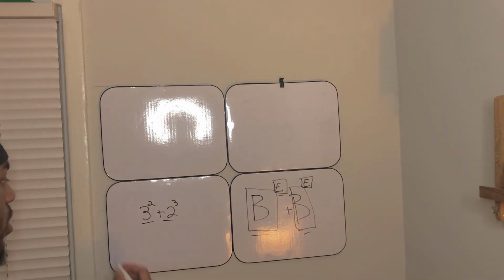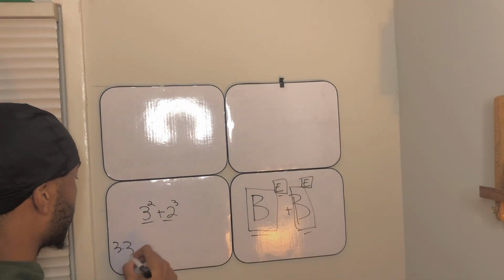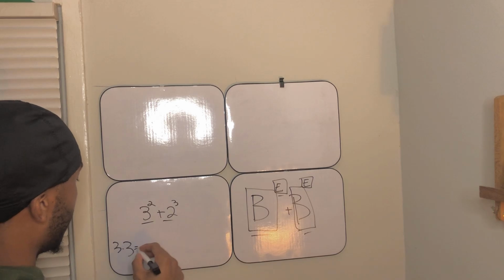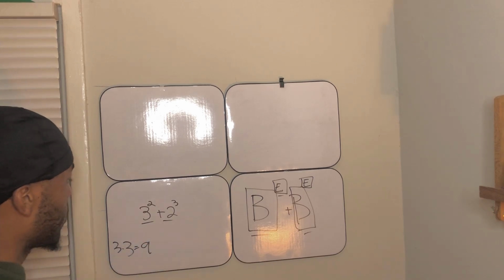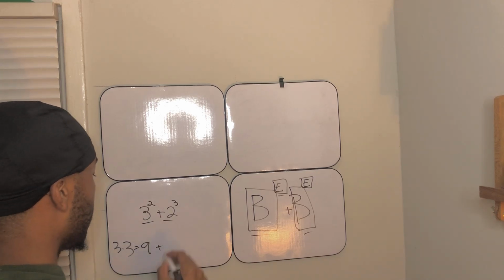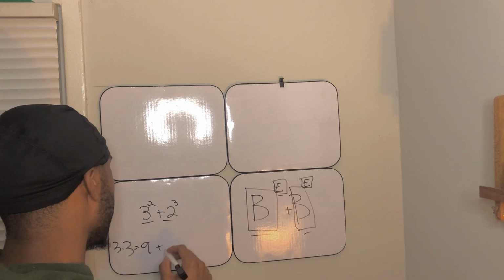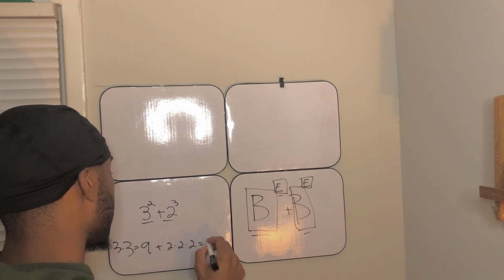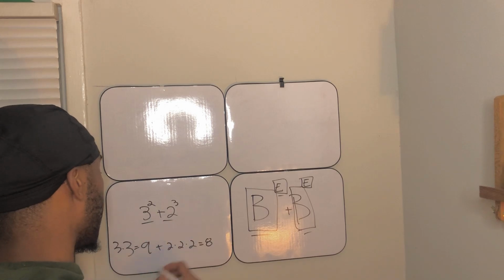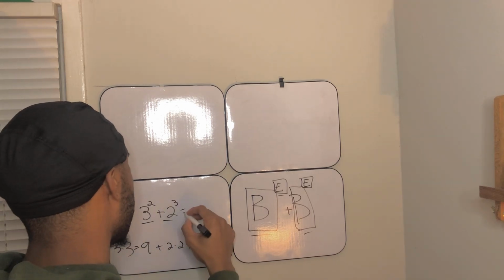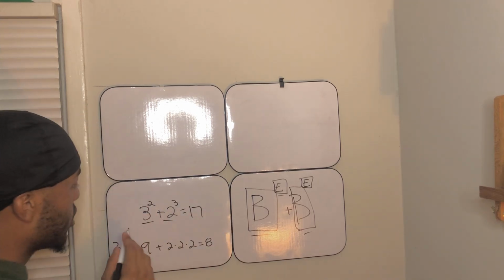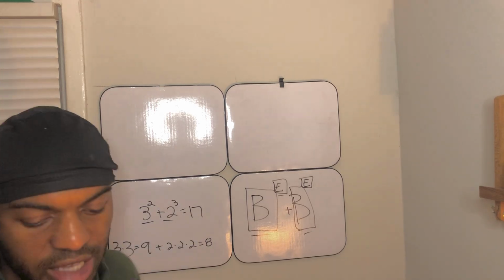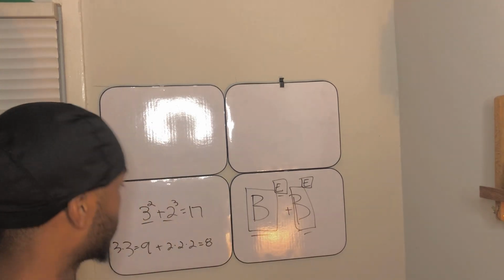So 3 squared, that's 3 times 3. That's what that means. And so 3 times 3 is 9. So this is 9, plus 2 cubed is 8. It's 2 times 2 times 2. It's 8, so 9 plus 8, that is 17. So 3 squared plus 2 cubed is 17. Let's do another example.